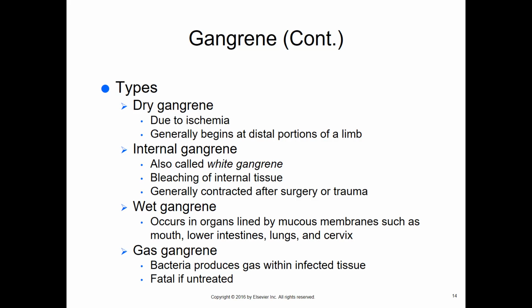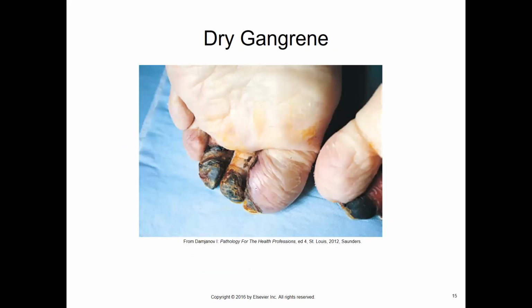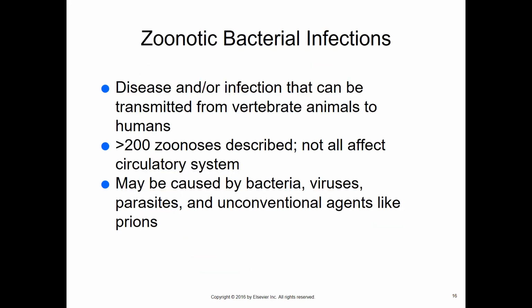And then we have this gas gangrene. This is caused by bacteria that produces natural gas inside that infected tissue. Toxins that are produced by the bacteria cause necrosis of more tissue, and that leads to further bacterial growth. And if we don't treat this, then the person will die from it. All right, so there's a picture of it there. That's the dry gangrene. Gross.